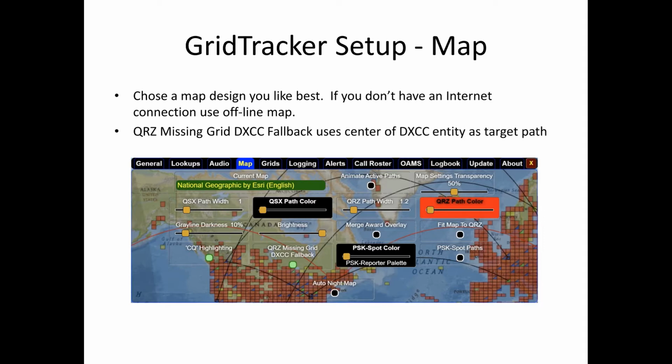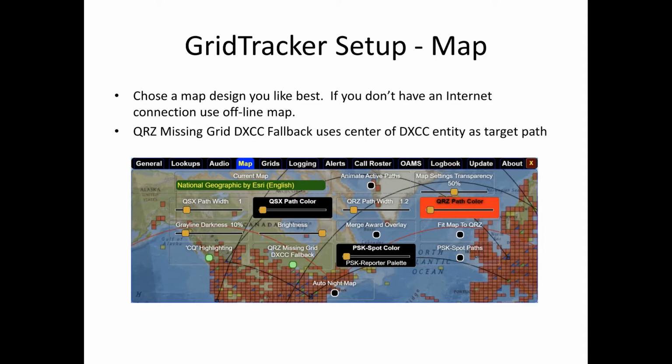Another thing I do is I click the QRZ missing grid DXCC fallback. You know how people will send a request, but they don't send the grid square with their WSJT-X FT8 message. What we do is determine where the DXCC entity is. Like if it's Iran, we just point to it, and you'll see this in a bit. On the map, there's a red path which will go right to the grid square if it's sent.